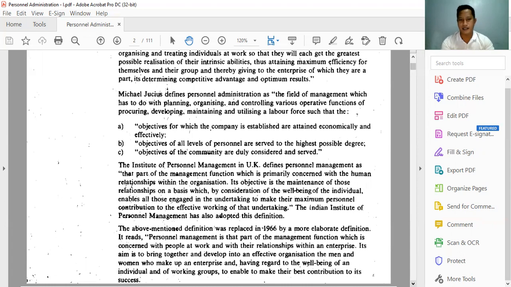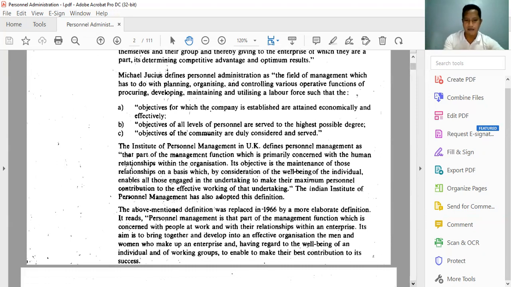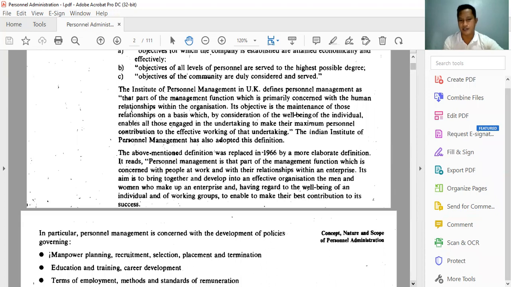So its objective is the maintenance of those relationships on a basis by consideration of the well-being of the individual. So nindot kay no the well-being of the individual, knowing that the people who are actually working in an organization also have dreams and they also have needs that are needed to be provided. Okay, the above mentioned definition was replaced in 1966 by a more elaborate definition. It reads, personnel management is that part of the management functions which is concerned with people at work and with the relationships within an enterprise.